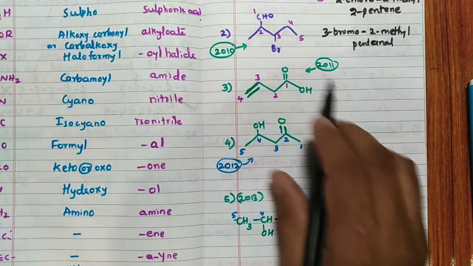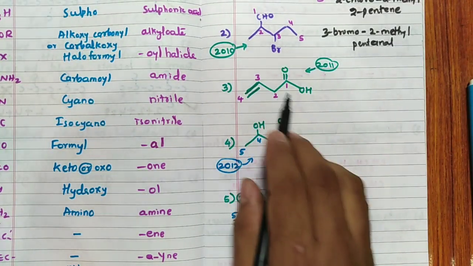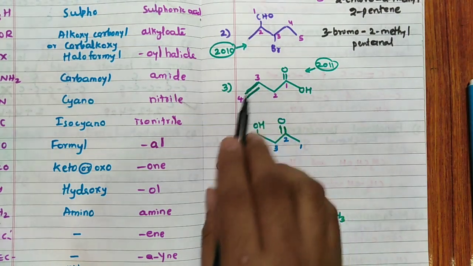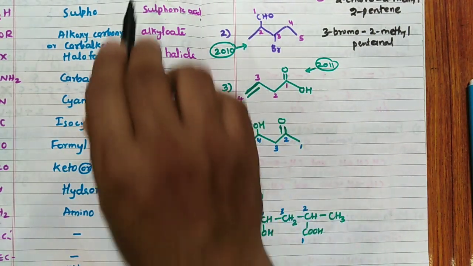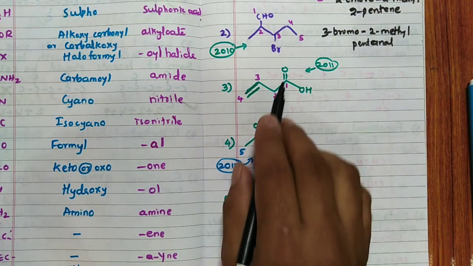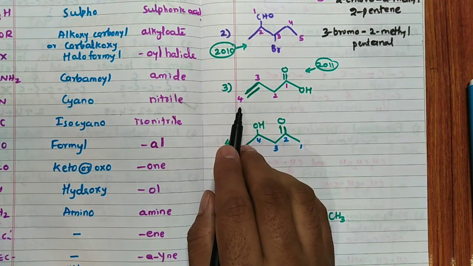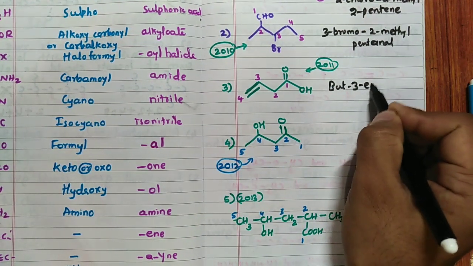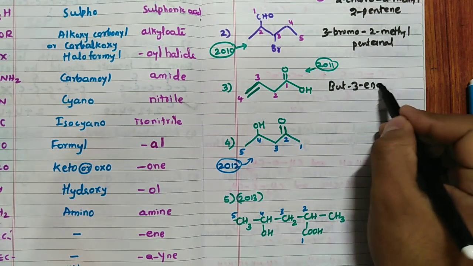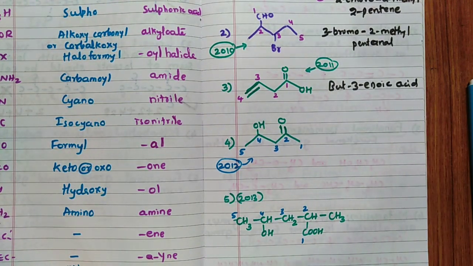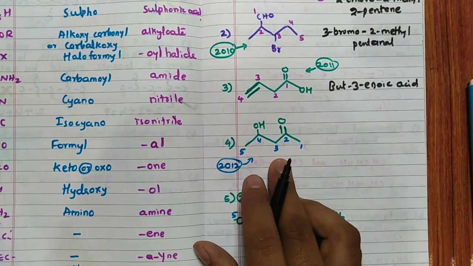In 2011 this question was asked, where a bond line formula is given. See, this is the COOH group, C double bond O and OH. So numbering is from here, 1, 2, 3, 4, because the double bond and COOH get the first number. Then you name this: 1, 2, 3, 4 means but, butene, 3-ene, and -oic acid. For the first carbon it is not necessary to write the number. So 3-enoic acid.